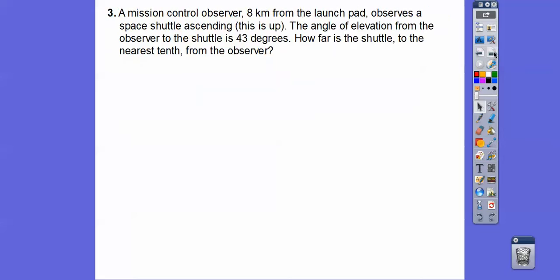So a mission control observer 8 kilometers from a launch pad observes a space shuttle ascending. Ascending is up, descending is down. The angle of elevation from the observer to the shuttle is 43 degrees. How far is the shuttle to the nearest tenth of a kilometer from the observer?